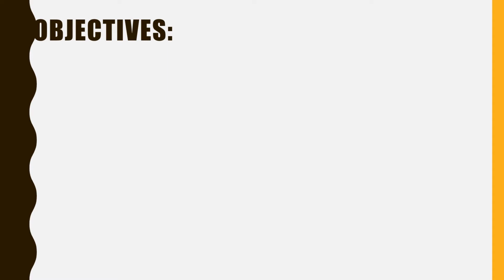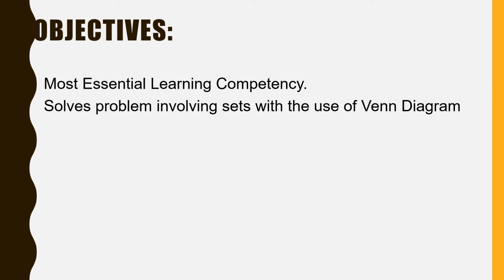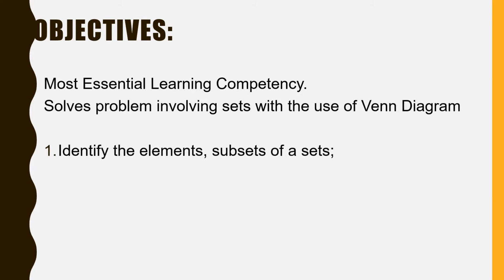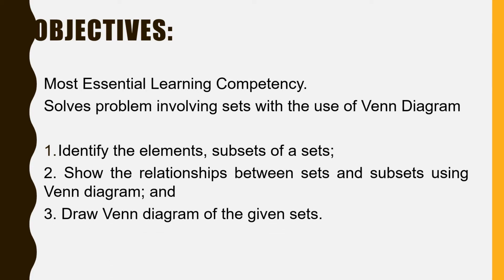Now, our objectives from the most essential learning competency for mathematics grade 7: solves problems involving sets with the use of Venn diagram. And our objectives: identify the elements and subsets of a set, show the relationship between sets and subsets using Venn diagram, and draw Venn diagram of the sets.